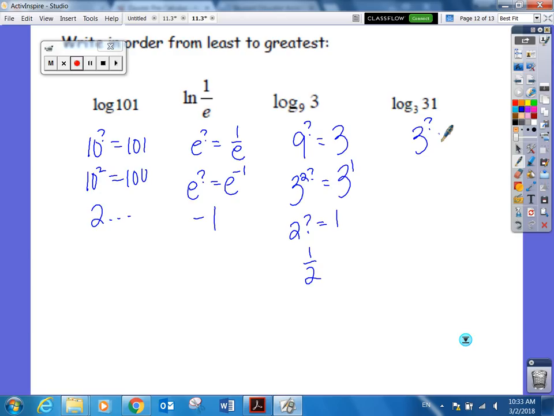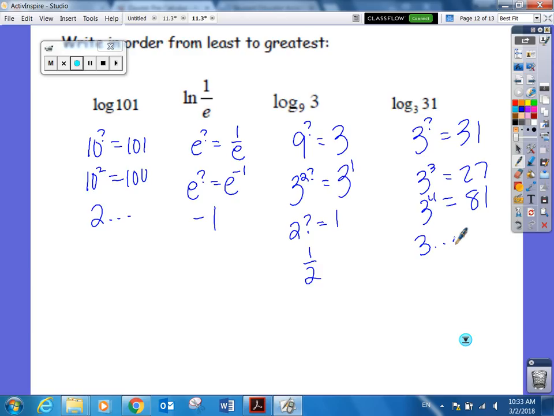3 to the what equals 31? Can we figure out exactly what that is? No, but we have to use some of our mathematical sense. We know that 3 cubed is 27. We know that 3 to the 4th is 81. So we know this one is going to be 3 something.